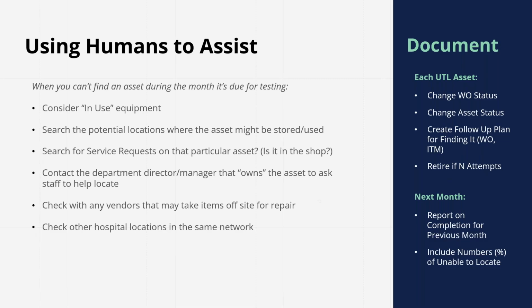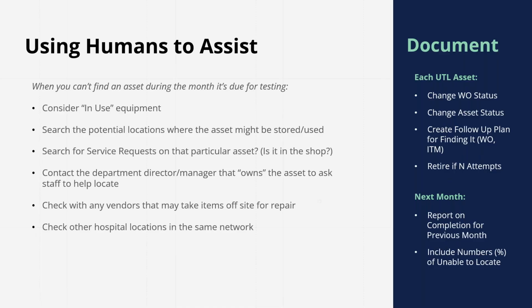So, where that might be stored. Look for any open service requests on that particular asset. Maybe you're looking for it and it's in the shop. I've heard that numerous times. You're looking all over for it and it's right there in your shop. Or is it out for a vendor repair?